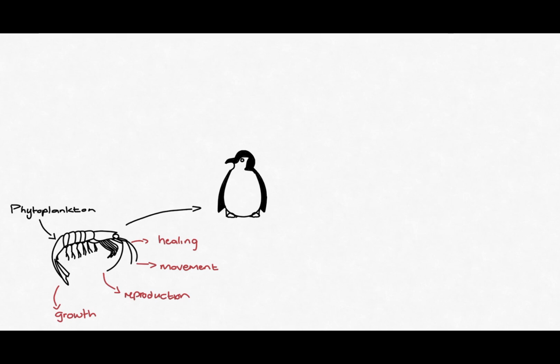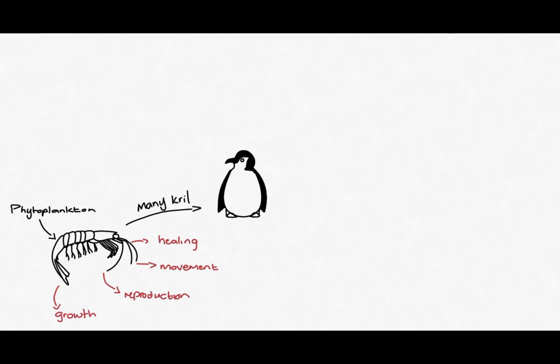It will also use it for reproduction, movement, and as well as healing, which means that most of this energy is used up and it would need to eat more phytoplankton to be able to reproduce more and to get more energy. This means that the penguin will eat many krill to be able to sustain, and in turn all those many krill would have eaten even more phytoplankton that would have needed to use more sunlight energy to reproduce.